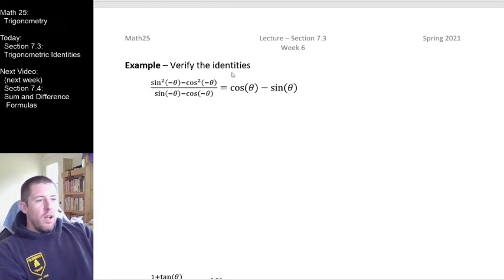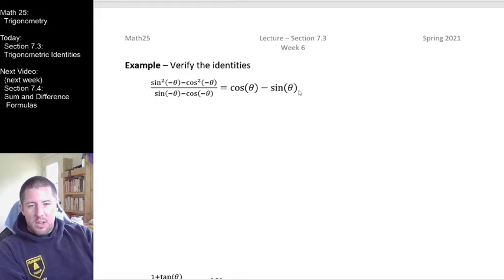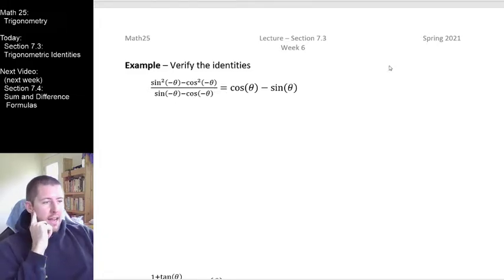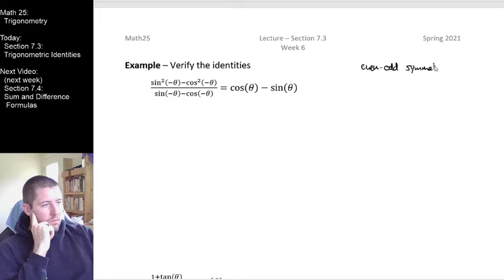All right. So looking at this identity right here, I'm first just looking at this left-hand side and saying, wow, that's way grosser than the right-hand side. Therefore, it seems to me like I would like to attempt to manipulate the left-hand side of this equation and try to make it look like the right-hand side. I'm seeing a whole bunch of negative thetas over here. So it seems to me like I want to use my even-odd identities here, our symmetries.